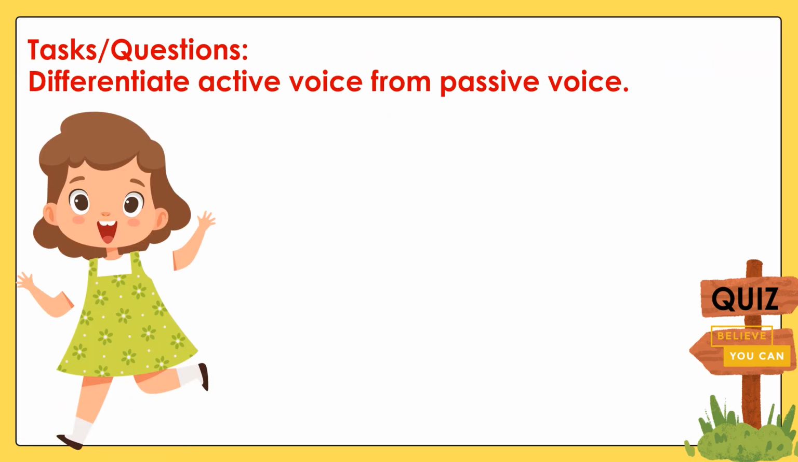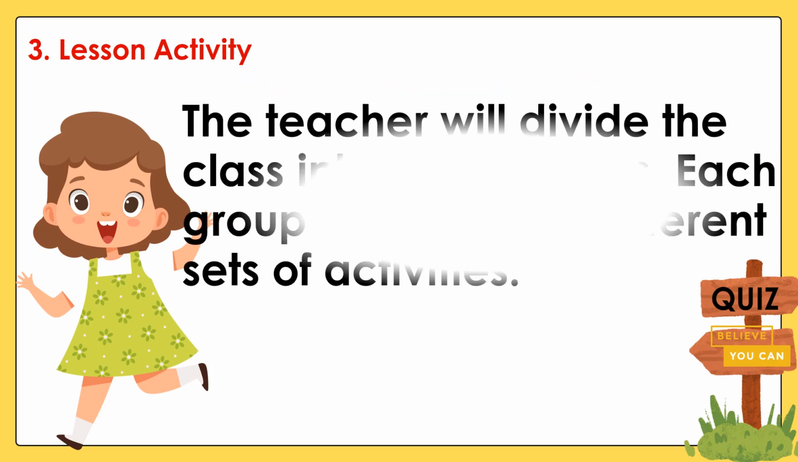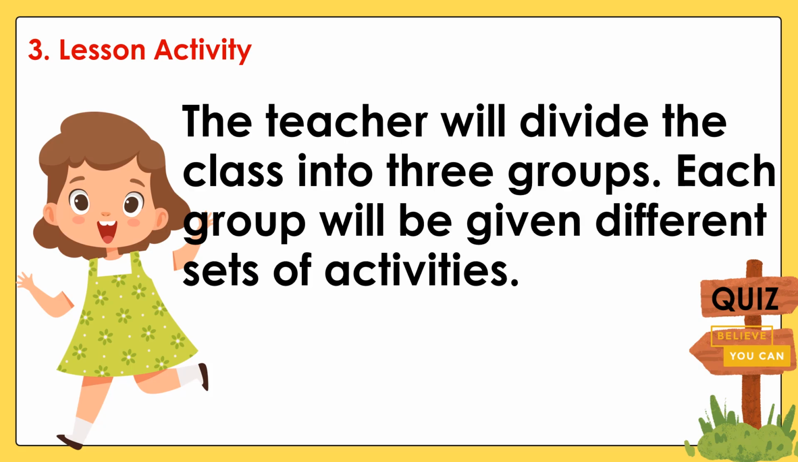Next activity: differentiate active voice from passive voice. And here's the answer. Active voice and passive voice are two different ways of structuring sentences, each focusing on different elements of the actions. Next, let's have a group activity. The teacher will divide the class into 3 groups, and each group will be given different sets of activities.